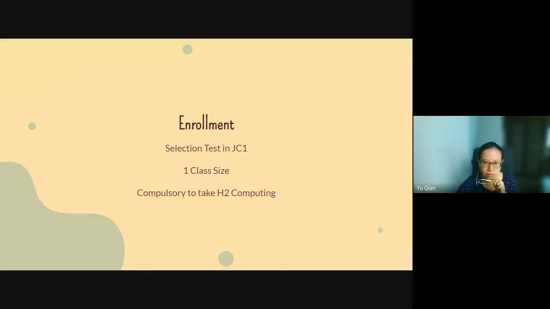For us, things are mainly happening in JC1. Once they get into JC1, we have a selection test. We target about 1 class size, and everyone must take H2 computing regardless of whether they have past experience in coding or AI. Some of them come from our high school, which also has an AI program, quite similar to what the previous schools have shared, from Sec 1 all the way to Sec 4. But I won't be sharing about that because I don't have the details. We do have students with very good knowledge when it comes to JC, but we also have students with zero background. We don't want them to be left out.